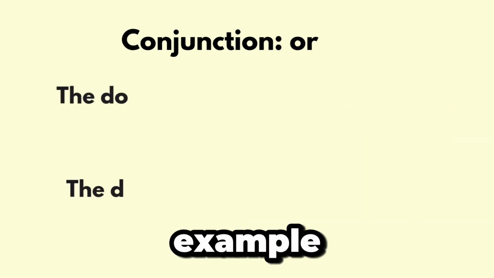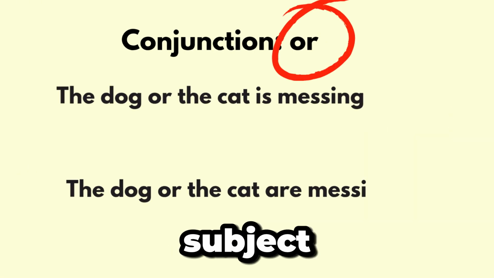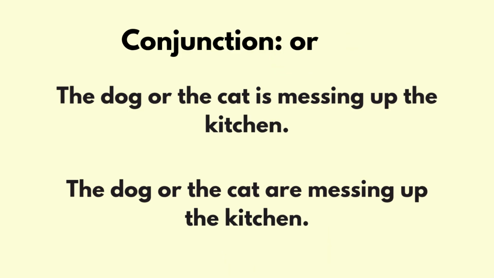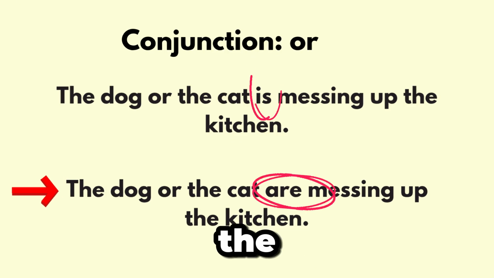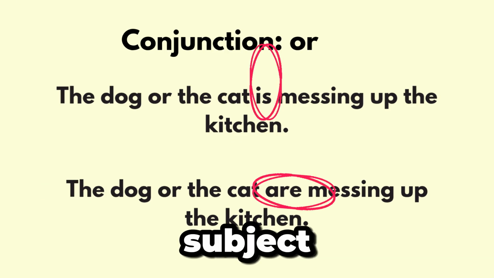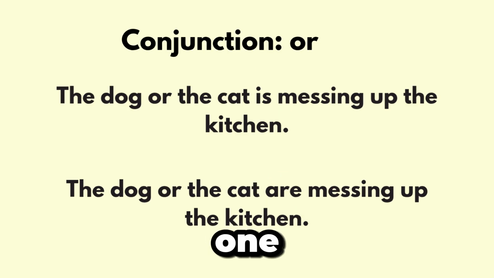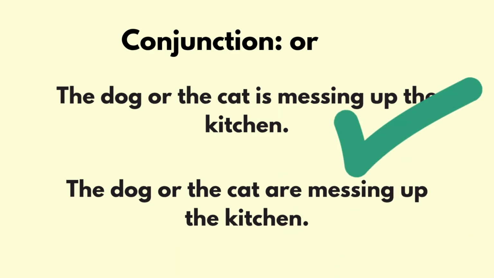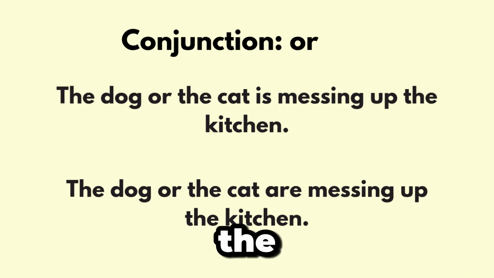Here is another example. We're using or. The subject is separated by or. The dog or the cat is messing up the kitchen, or the dog or the cat are messing up the kitchen. Which sentence has the correct subject-verb agreement? It is the first one because the subject that is closest to the verb is singular and the verb is singular.